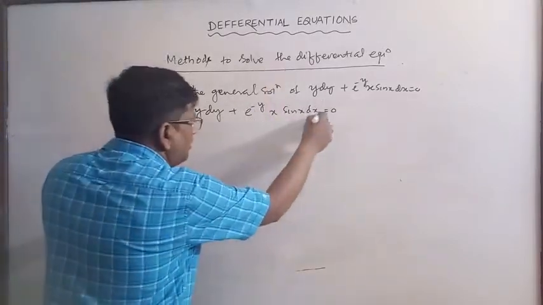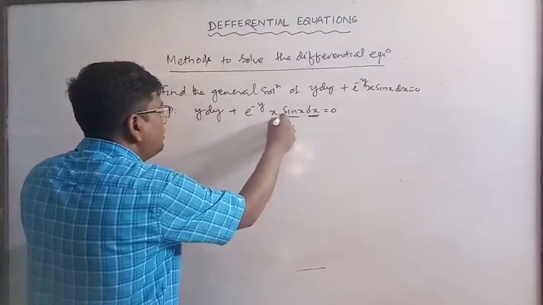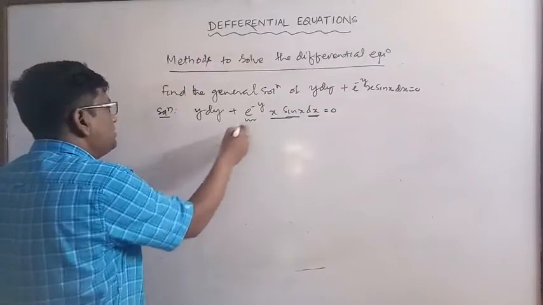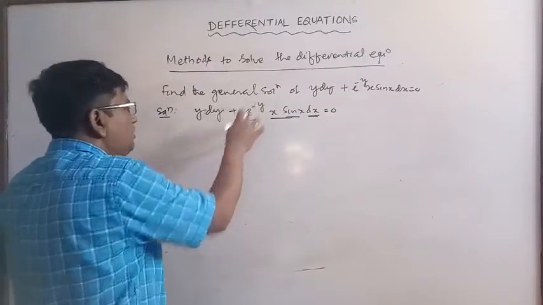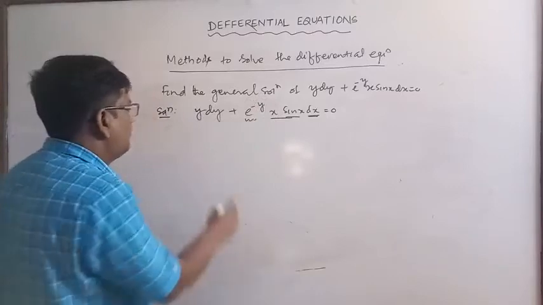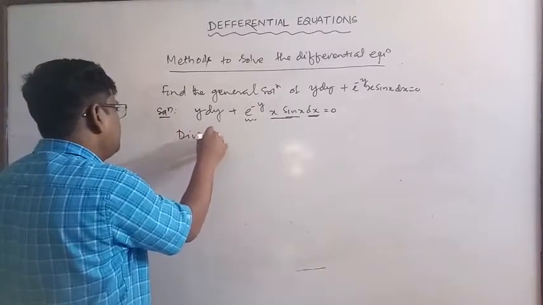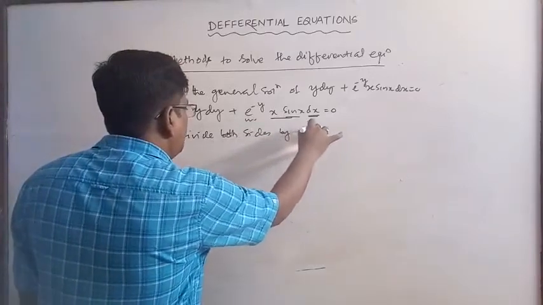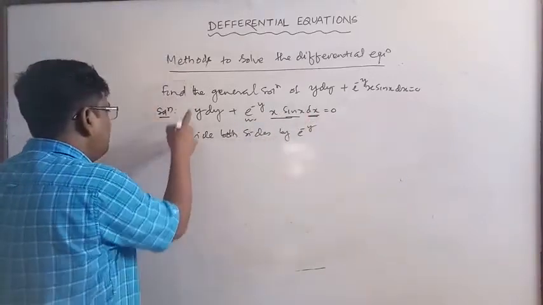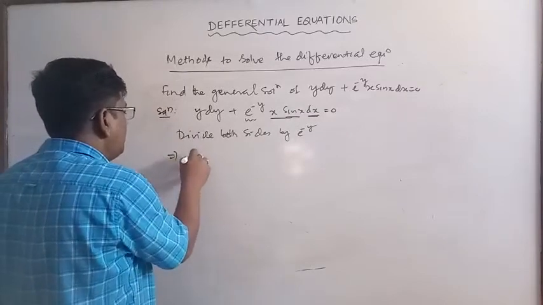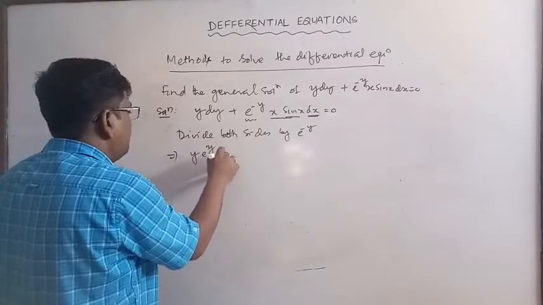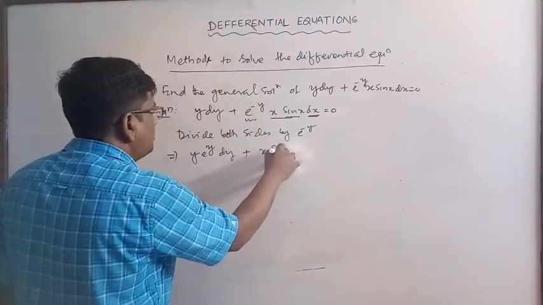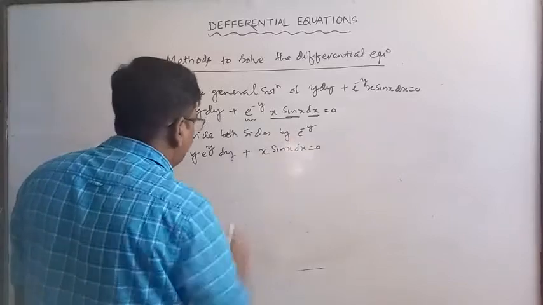So this is required, but this is not required. E to the minus y is not required here, so divide both sides by e to the minus y. So y by e to the minus y means y into e to the y dy. This cancels. x into sin x dx is equal to 0.